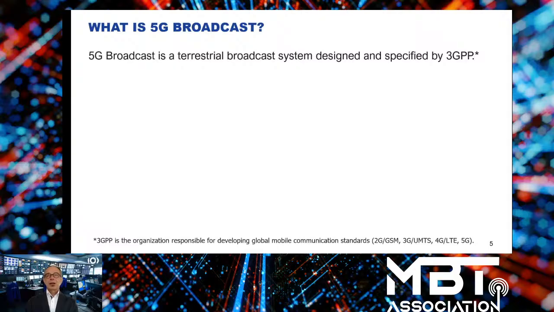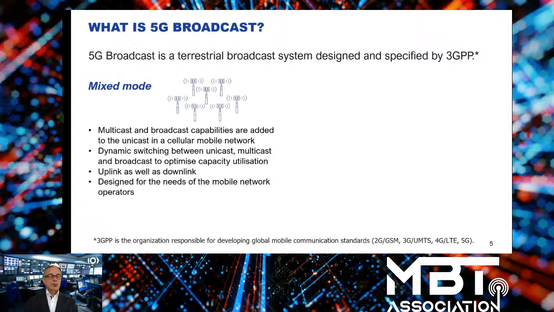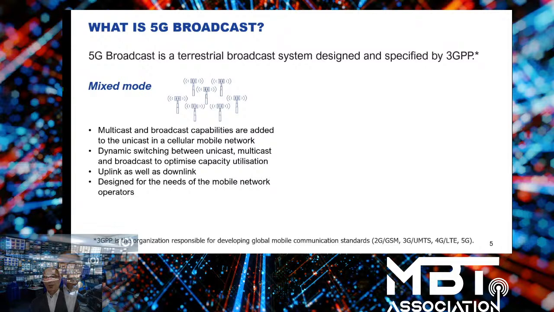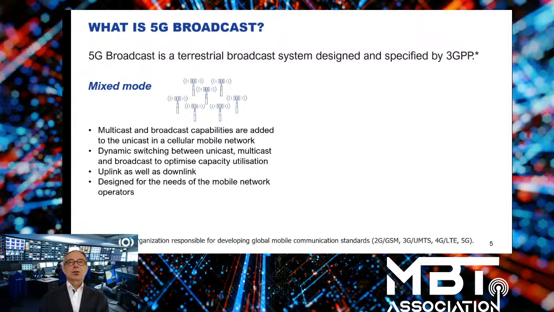Technology can be deployed basically in two different ways. The first, and probably most natural for the mobile industry, is to add the broadcast capabilities to their mobile network. So you have a unicast cellular network, and then you add broadcast and perhaps also multicast. That enables a mobile operator to do all sorts of different things, some of them more efficiently than if they only have unicast. So this mode, standardized by 3GPP, is designed for the needs of the mobile industry, mobile network operators.